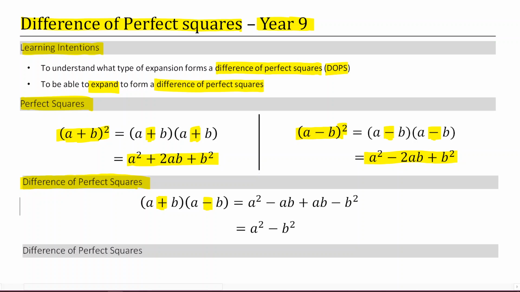The name difference of perfect squares comes from what happens when you expand this. If I expand this, the negative AB and the positive AB go away with each other, which leaves me with A squared minus B squared. This is a squared number, because it's A squared, and then I'm subtracting from it B squared. So what I'm doing is finding the difference of perfect squares. I'm just subtracting perfect squares, and that's where the name comes from.